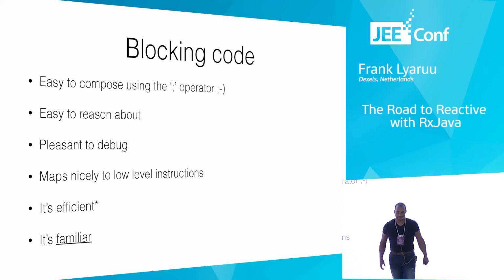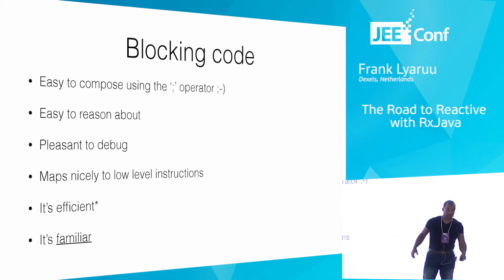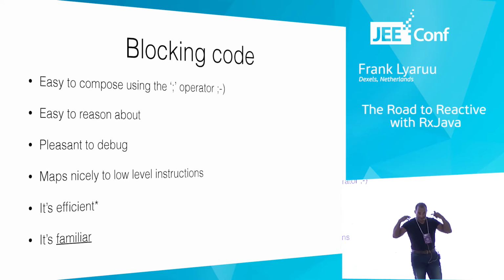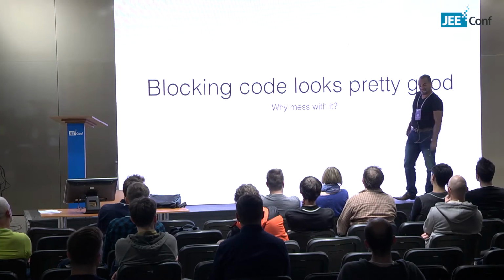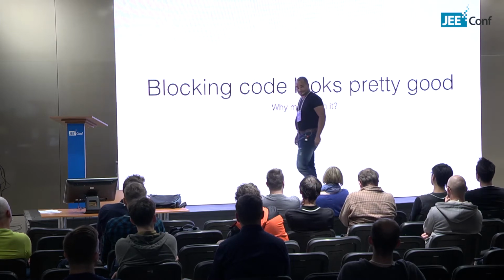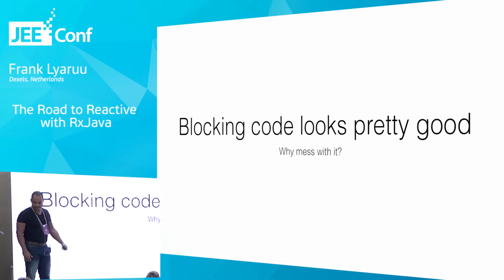There's no way around it. I mean, I showed the Commodore 64 screen. I have been coding blocking code since then. So I think many of us have a lot of experience in blocking code. So it might be that at some point we start believing that that's the only way to do it. And that's not true. Blocking code looks pretty good, right? If we look at this, there are a lot of nice aspects. And why should we mess with it? In many cases, the answer might be, don't, it's fine. But not always.